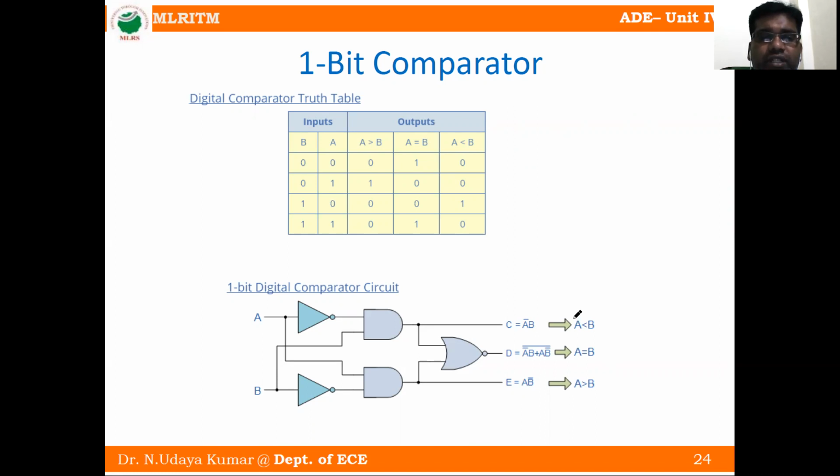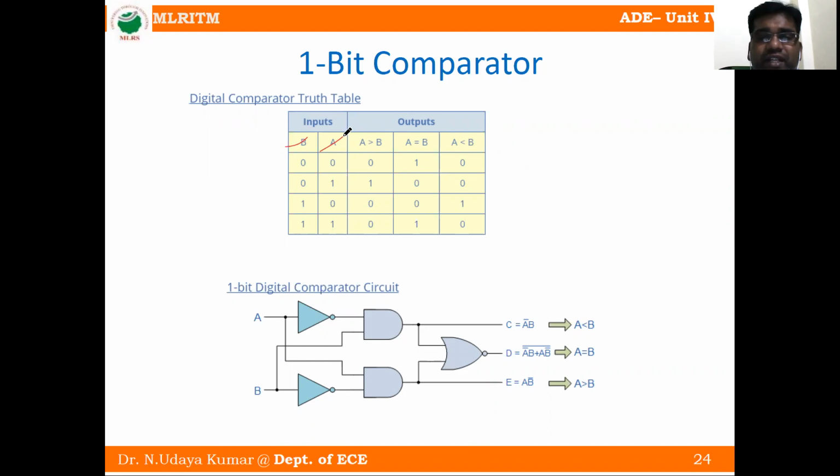So here inputs are A and B. First this one is B, this one is A. So 0 0, 0 1, 1 0, 1 1. These are the inputs. So how will we compare? The first case is A greater than B, then A is equal to B, then A less than B. For example, here A is equal to 0 and B is equal to 0.